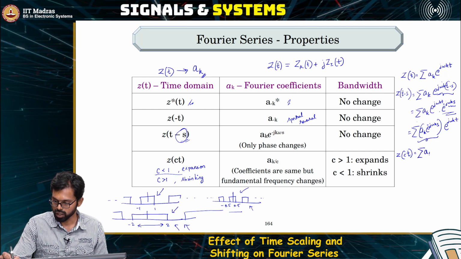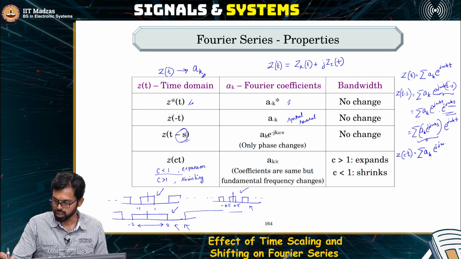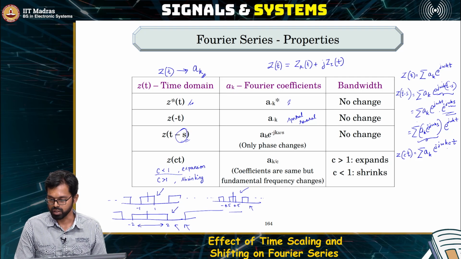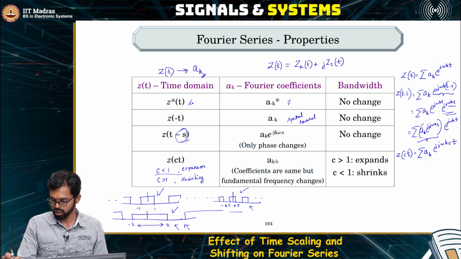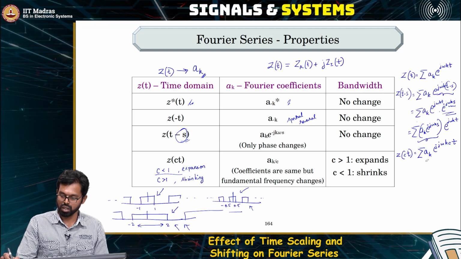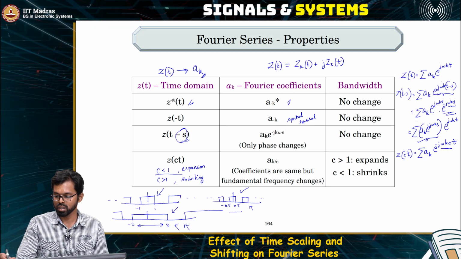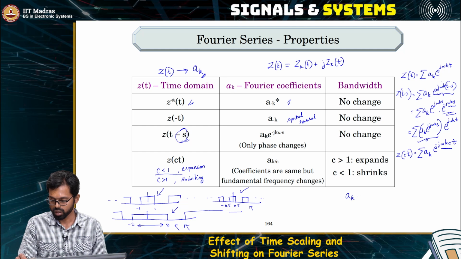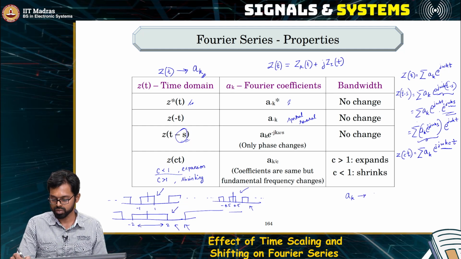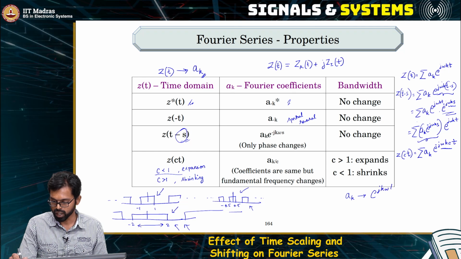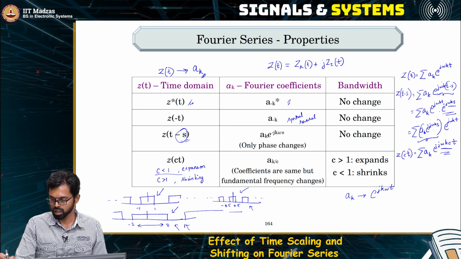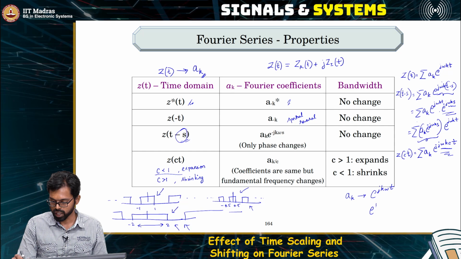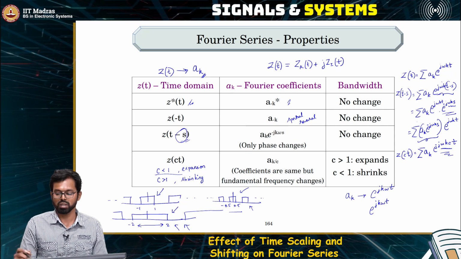So, we have a_k e^(jkωct). As you can see here, we have scaled in time. This coefficient does not seem to be changing, but the frequency of the phasor has changed. So, if a_k corresponds to the coefficient of the phasor with kωt here, then what is the corresponding coefficient for e^(jkωt) when the signal is compressed?